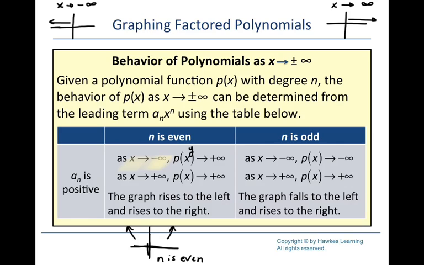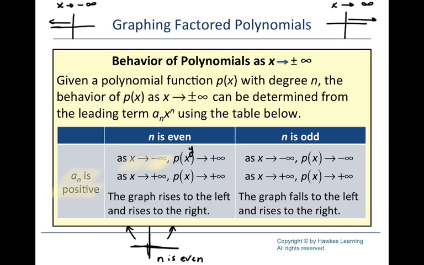When n is even, x squared, x to the 4th, x to the 6th, x to the 8th, any of those things are going to go, if a is positive, that's the other caveat here. We're looking at this, that a is positive, okay? A is positive, that means it can be any number, but it has to be positive. It can't be negative. It's going to go up on the right and up on the left.